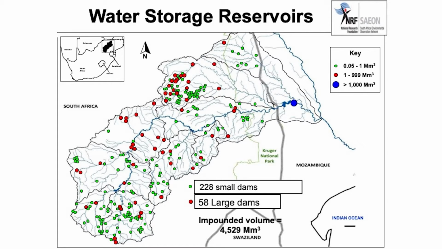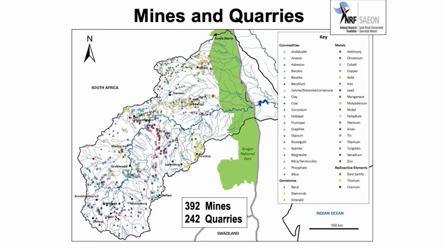But these are only the registered dams that you know of. There's probably a lot of illegal dams there. It's about 230 small dams and 56 large dams. These are huge dams like Flag Boshielo and the Witbank Dam, really big dams. Basically, the take-home message here is that there's not a natural hydrology anymore in the catchment. It is all impounded and it's all artificial flow, so to say.